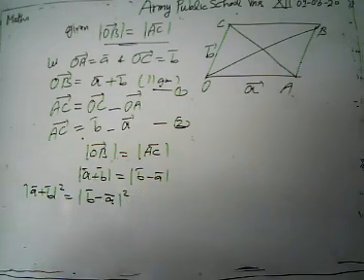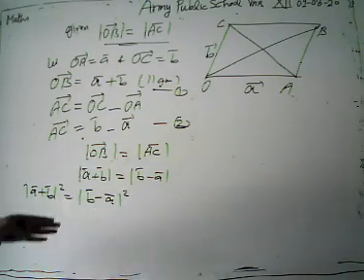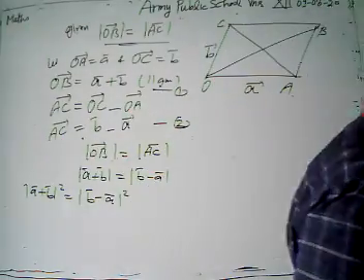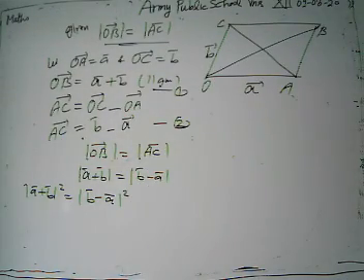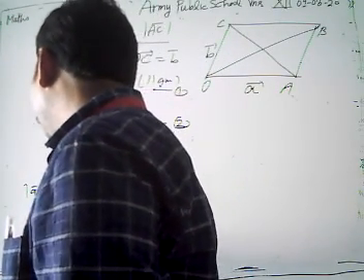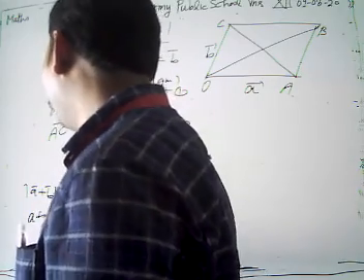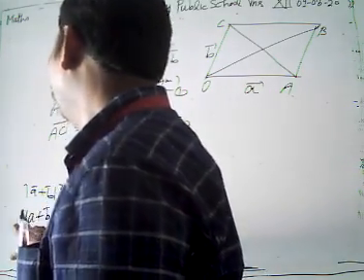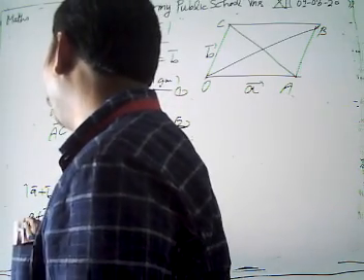Yes, it is okay. Now taking square, we have the basic concept here: the square of a vector is equal to the square of its modulus.